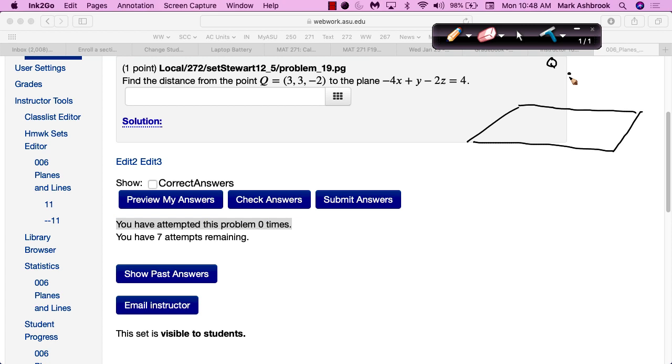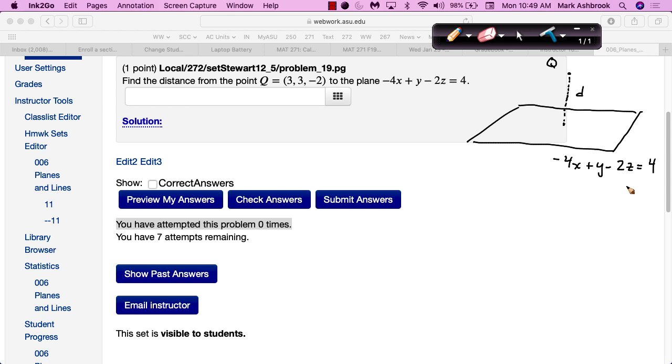So we're trying to get this distance. And this is the plane, negative 4x plus y minus 2z equals 4. So we've got lots of tools now: dot product, projections, cross product. How are we going to get that distance from that point to that plane? So what's a starting point here?